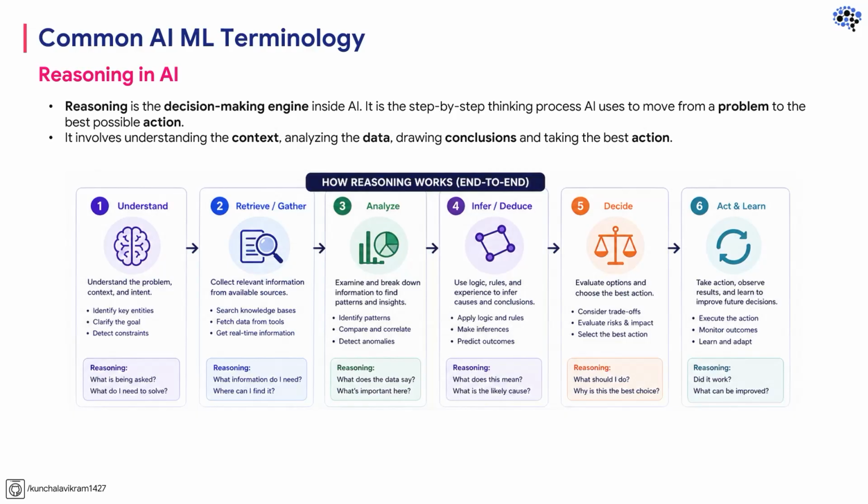Now finally, reasoning in AI. Reasoning is a decision-making engine inside AI. It is basically the step-by-step thinking process AI uses to move from a problem to the best possible action. Okay, so it can understand the context, analyze the data, draw conclusions, and take the best decision. Understanding means understanding the problem, context, and intent. Okay, and then collect relevant information from the knowledge bases. Okay, examine and break down the information to identify the patterns.